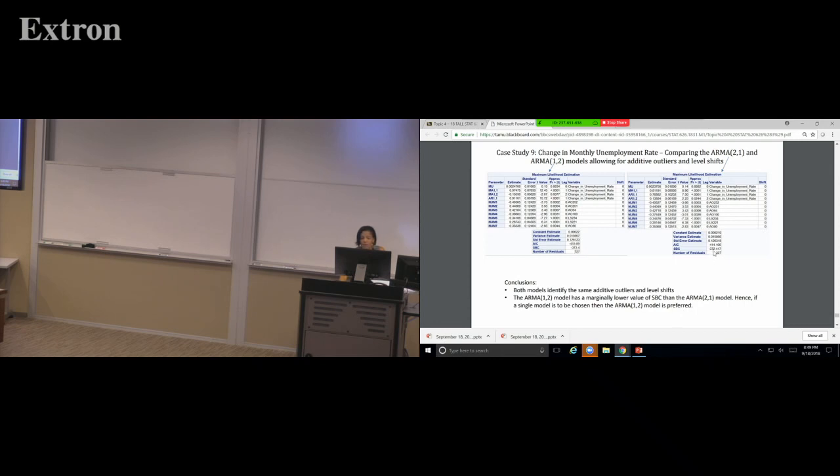Oh, I said that wrong. Yeah, -373 compared to -372, right? But the difference between these information criteria is very, very small. Both models identify the same additive outliers and level shifts. But if you had to pick one, you would possibly pick the ARMA 1-2 based on the lower value of the SBC.